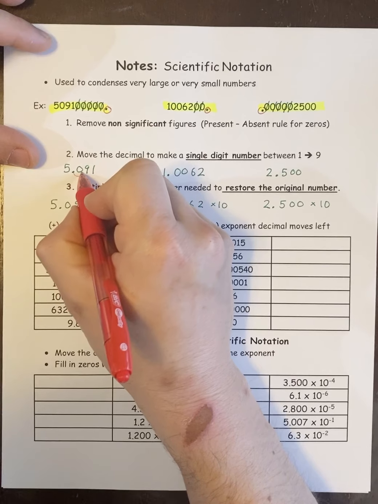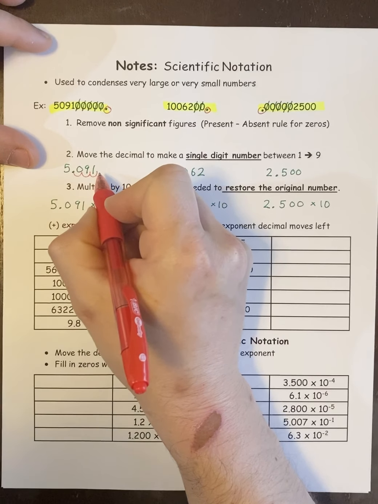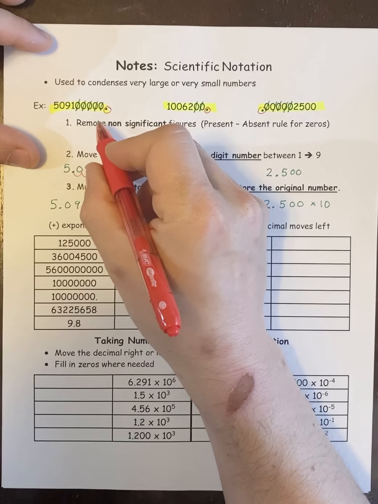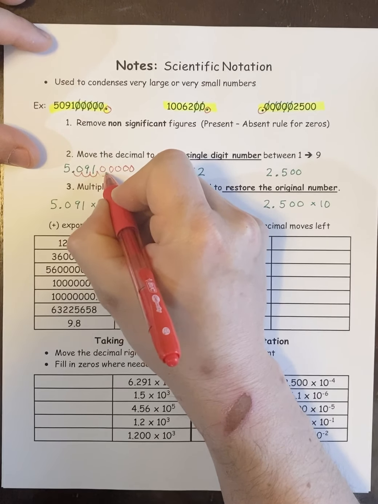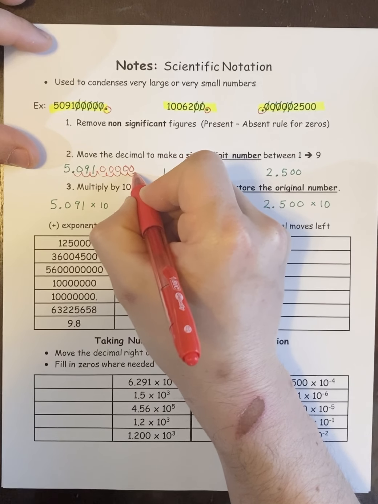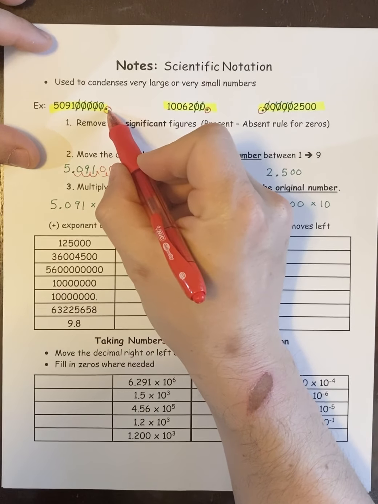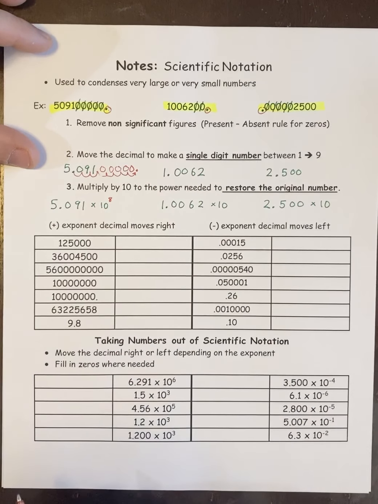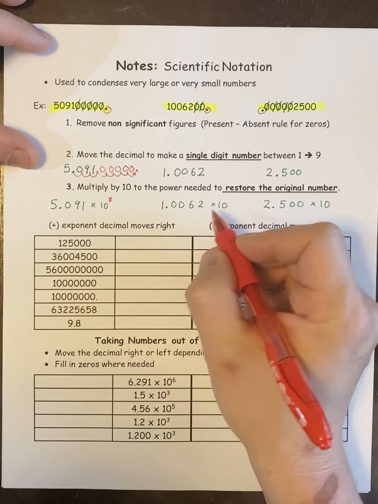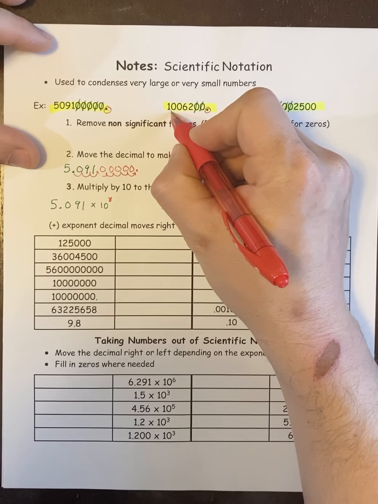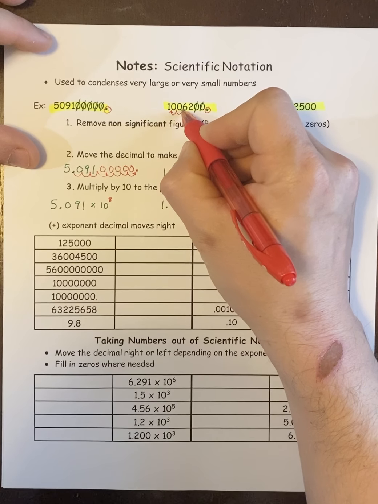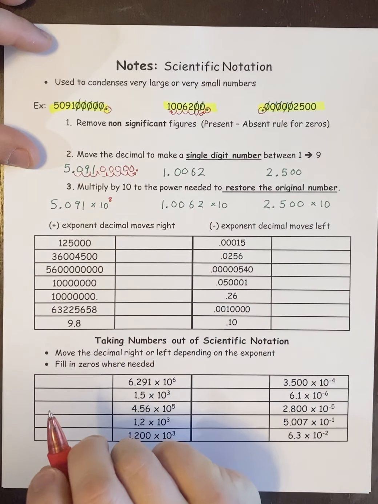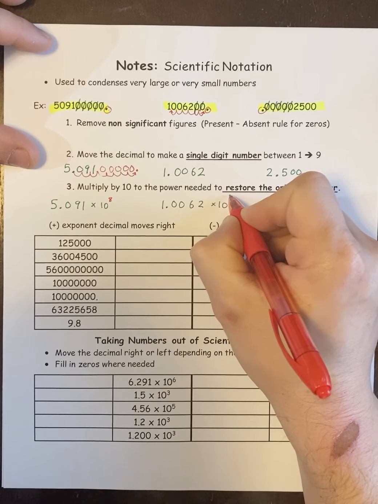So in this number, I put it behind the 5. So I would have to move it 1, 2, 3, and then 4, 5, 6, 7, 8 spaces to the right to get it back to there. So this becomes times 10 to the 8. This number, I put it here, and I need to move it 1, 2, 3, 4, 5, 6 to the right to get it back to its original location. So times 10 to the 6.